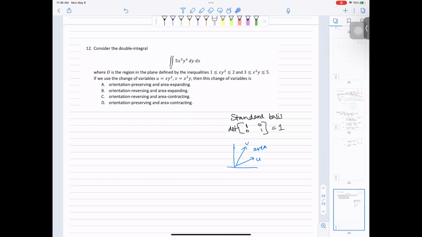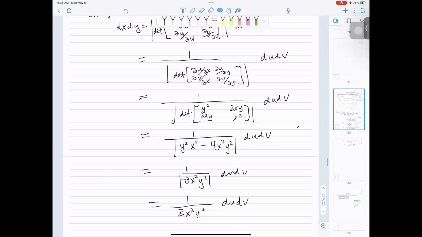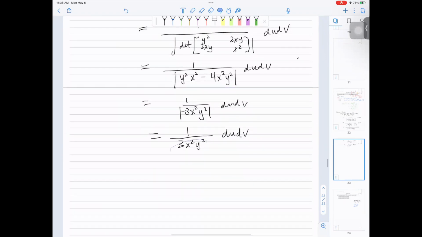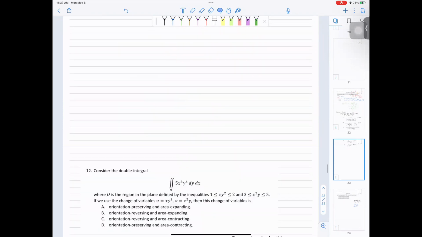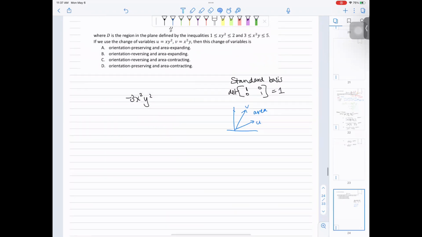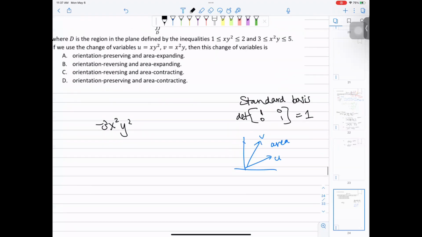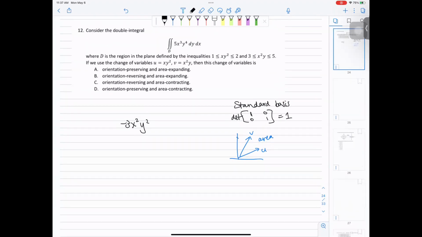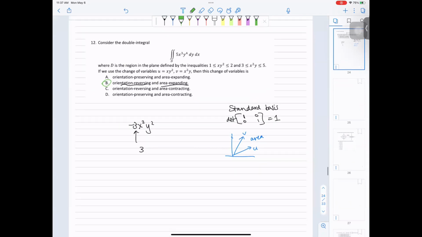So let's see, from our determinant, I already did the determinant up here, right? And I got negative 3x squared y squared. So because this is a negative sign, it's orientation reversing. And because it's a bigger number, we have this 3 here instead of a 1/3 or a 1/2 or something, so it's area expanding. So B. Okay, questions on 12?